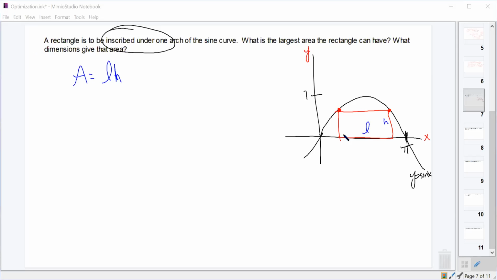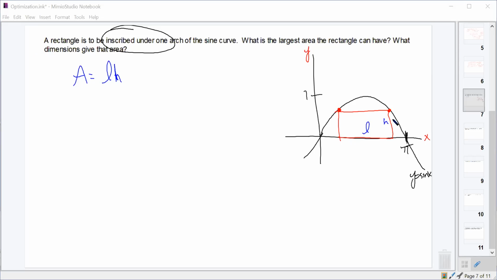Sorry about that. All right, so we need the length and height. So how are we going to write out this length and this height? If I recall correctly, the largest area a rectangle can have is when both sides are the exact same. So maybe L equals H.